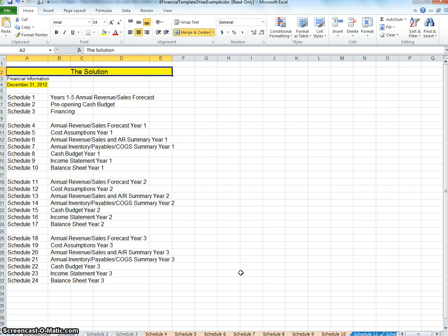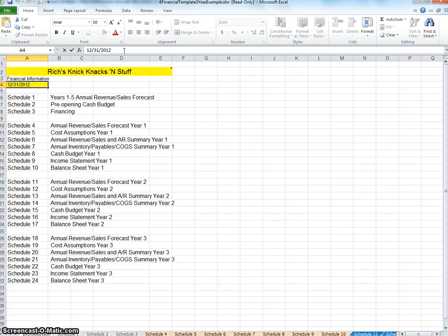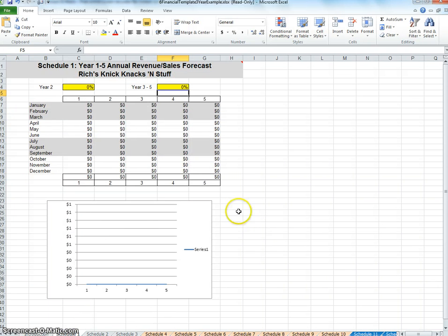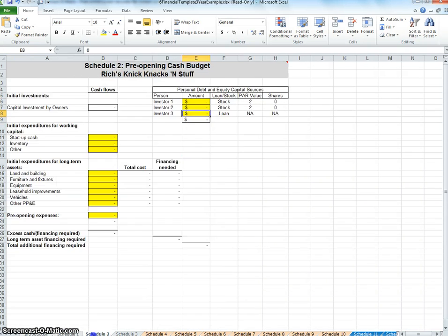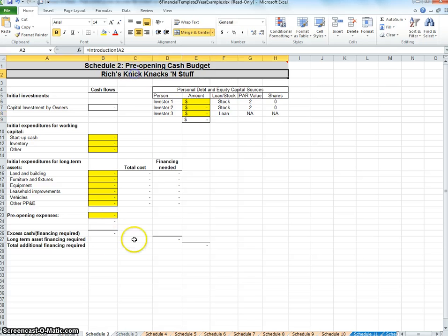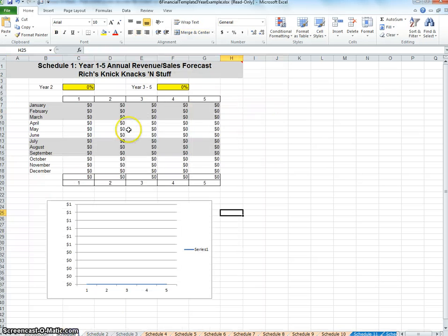We'll call this Rich's knickknacks and stuff. Terrible name for a store. That's why I went into accounting and not marketing. So with these things populated, you'll notice it's going to populate throughout the rest of the workbook. So Rich's knickknacks and stuff bleeds all the way throughout.